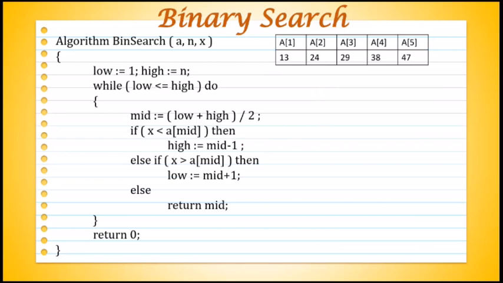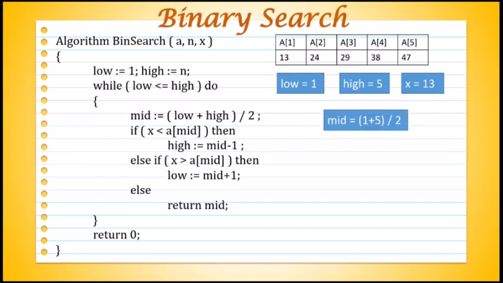So now we will check another value. Again the size is 5, so starting will be 1 and the last will be 5. So low will be 1, high will be 5, and suppose the searching element is 13. First we will check the condition: low is less than or equal to high. Yes, this condition is true because 1 is less than or equal to 5. So now we will execute the while loop's statements.